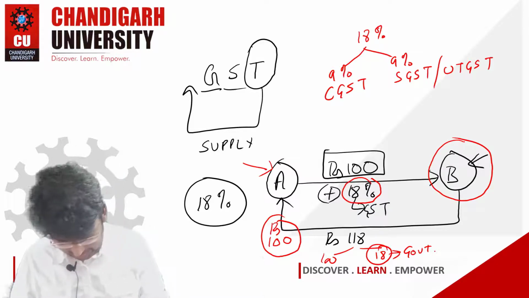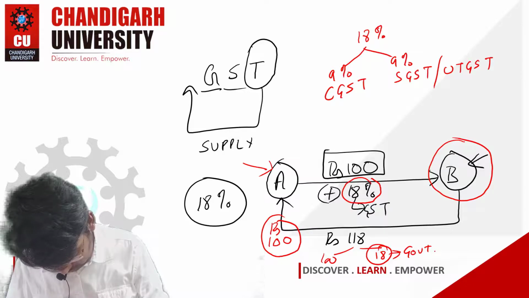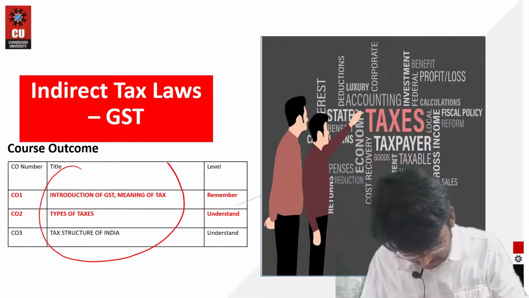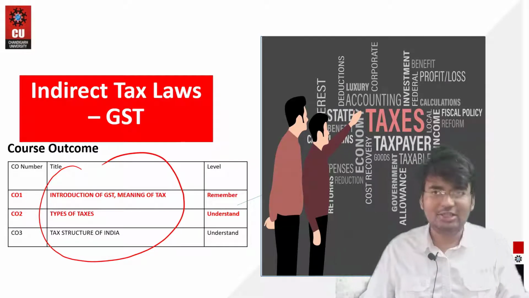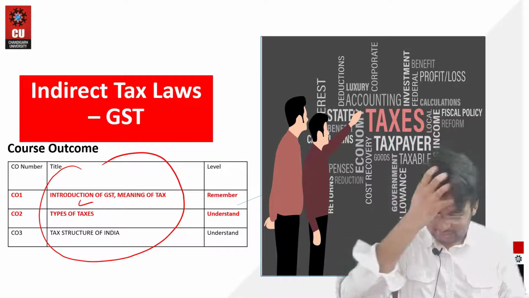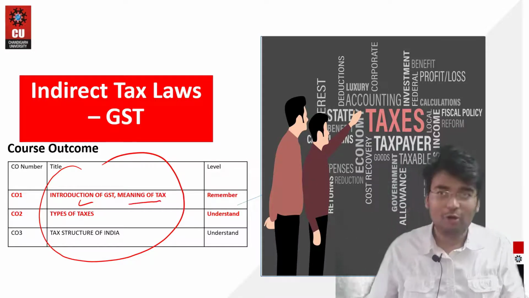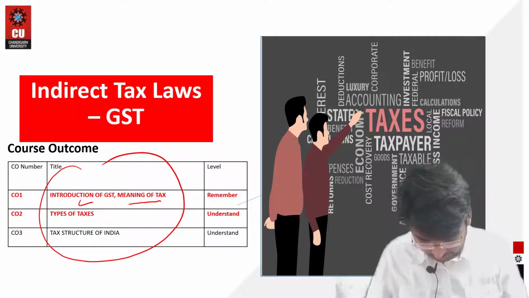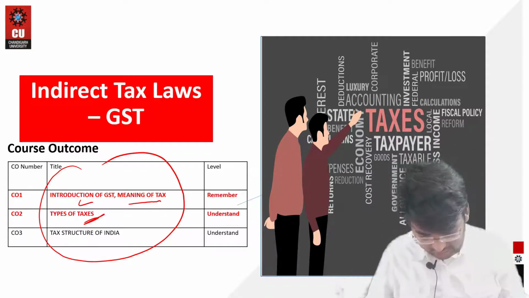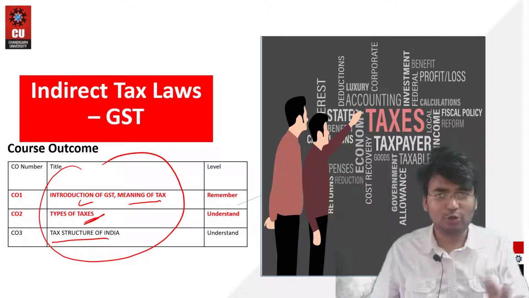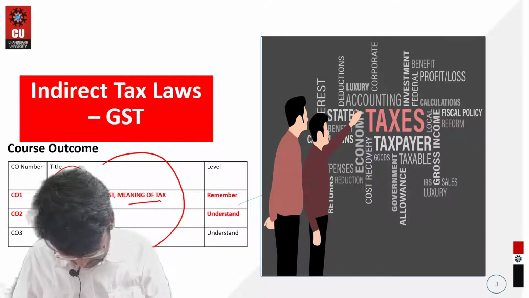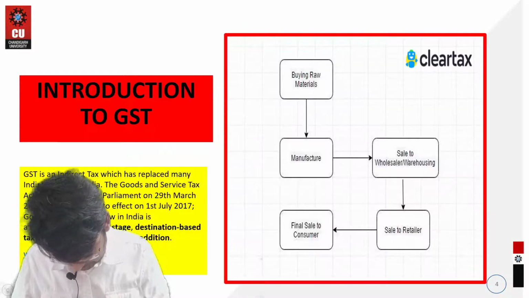So moving further, these are the topics which we will be studying in this lecture. First of all, we will take a basic introduction to GST. We will study what is the meaning of tax in detail. We will study different kinds of taxes. And then in the next class, we will go through the tax structure of India. So let us start with the introduction to GST.